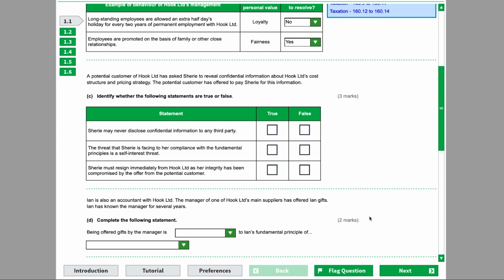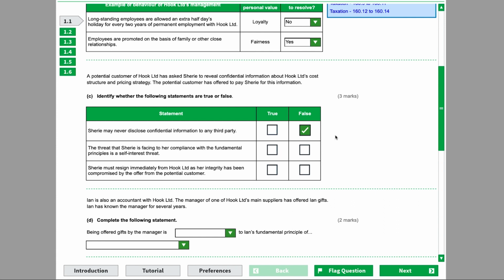Well, that would be actually false. So although usually you wouldn't be able to disclose any confidential information, it wouldn't be a case where that's never the case. There are a couple of options, that being that if she gets permission from that particular third party, or when there's a legal right to do so. So if they're being investigated for something such as fraud, money laundering, etc., then you would have the right to disclose confidential information. So that would be false.